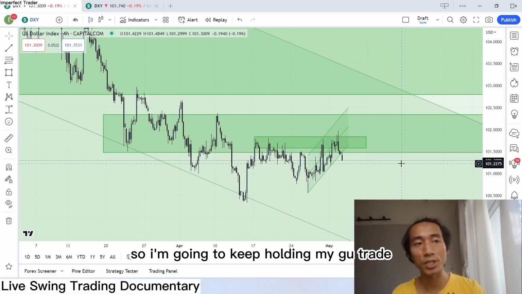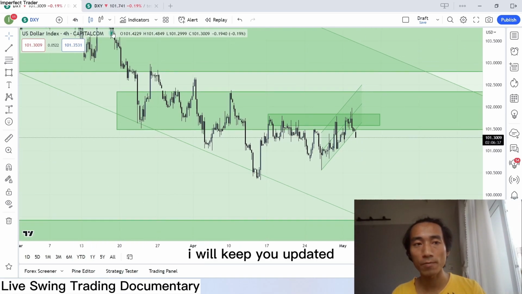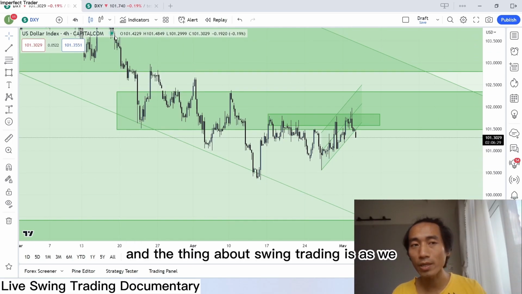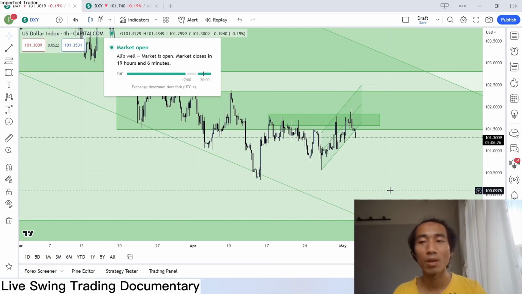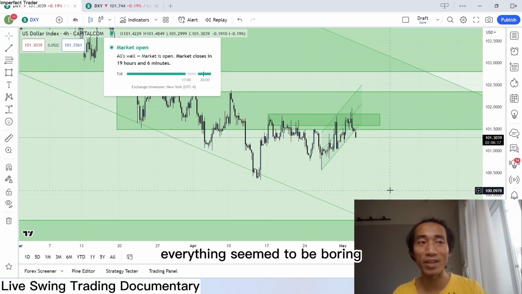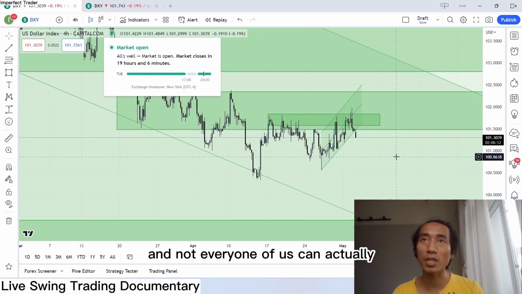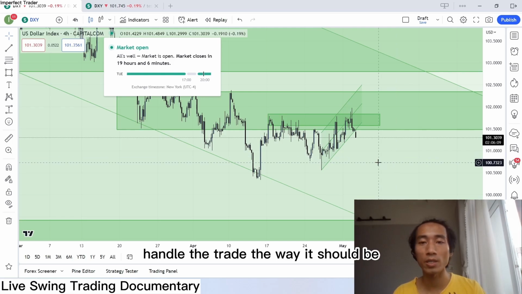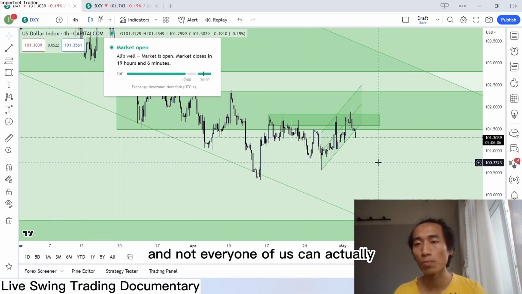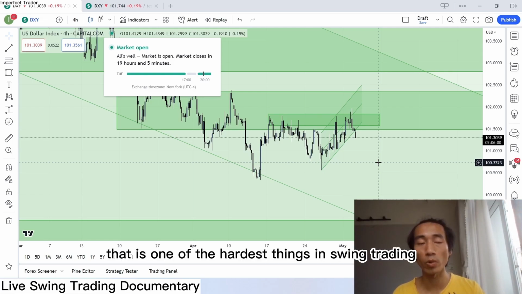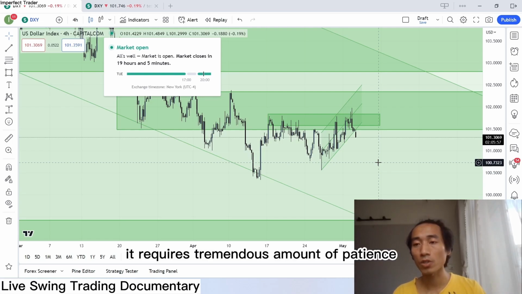So I'm gonna keep holding my GU trade. I will keep you updated. So far everything is nice. And the thing about swing trading is that everything seems to be boring because it requires a lot of patience, and not every one of us can actually handle the trade the way it should be, and not every one of us can actually hold the trade until it unfolds. That is one of the hardest things in swing trading. It requires tremendous amount of patience.